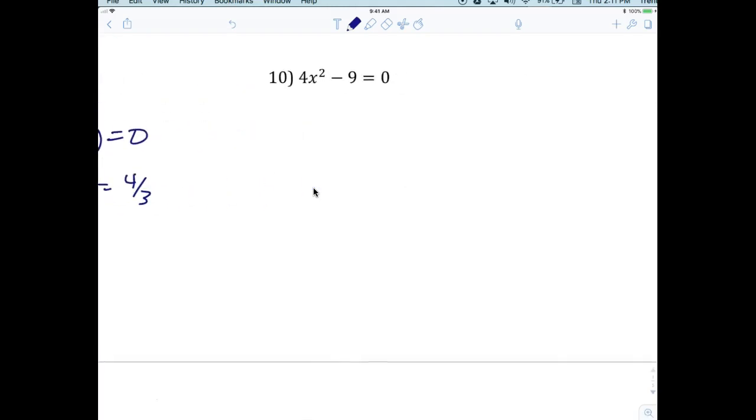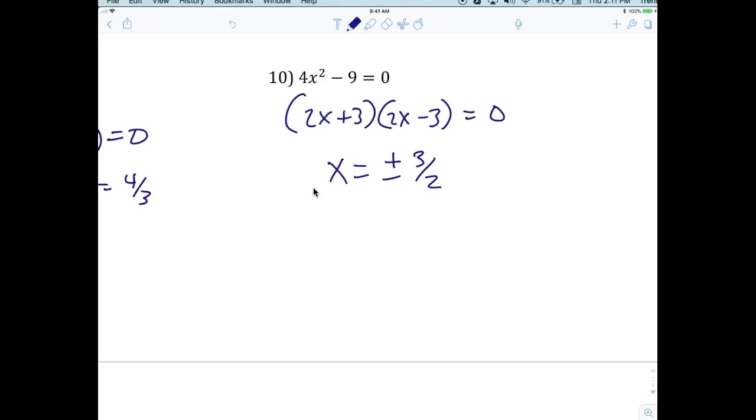Number 10, how do I factor? 2x plus 3, 2x minus 3, beautiful. So now, because we're brilliant, we can just say x is equal to plus or minus 3 halves. Is everybody happy with that explanation? Any questions? You got to speak up.